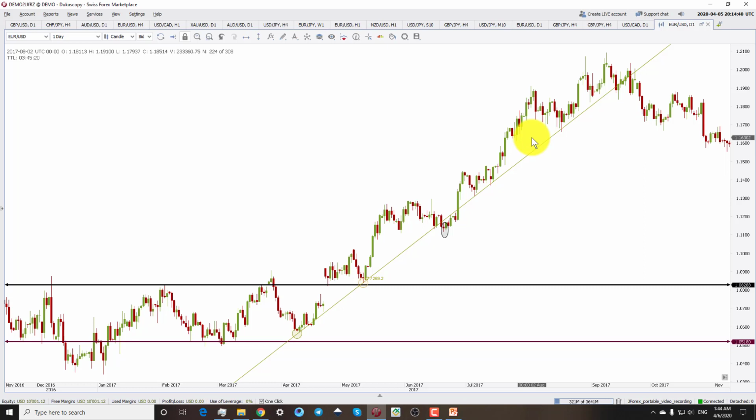Now we can always draw a line, but it will only be validated when it tests a third time. We can draw the line by making 2 points, but if the third point is also on the line and then gets rejected, only then is this line confirmed. Otherwise the line is not confirmed, it is not a valid trend line.